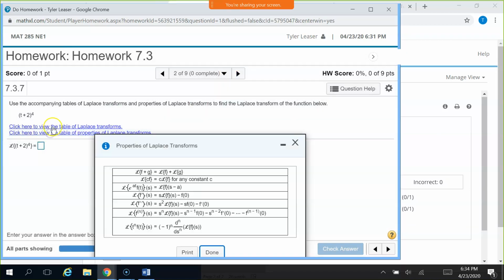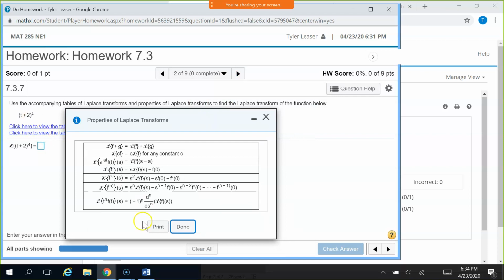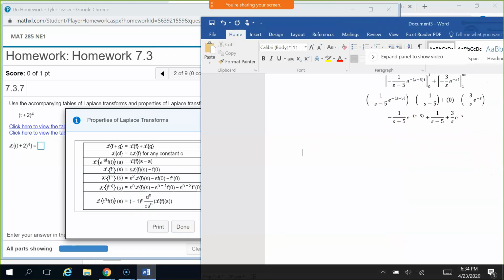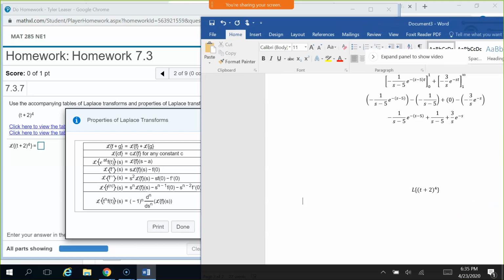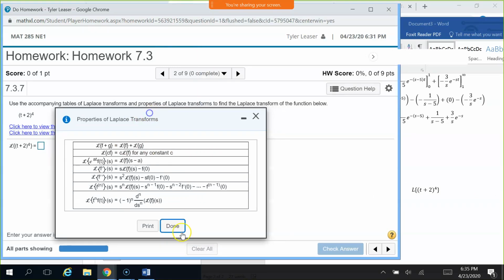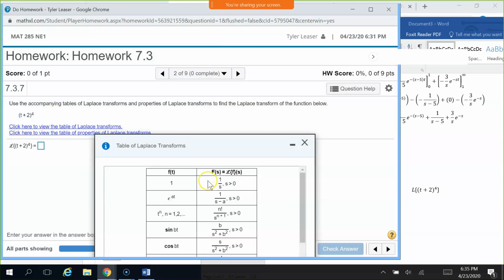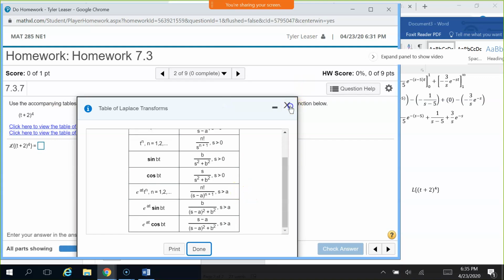Somehow I lost my number here. There we go. So t plus 2 to the fourth. Let's look at that one. So we're trying to do the Laplace of t plus 2 to the fourth. All right, so t plus 2 to the fourth is not on the original table anywhere at all.